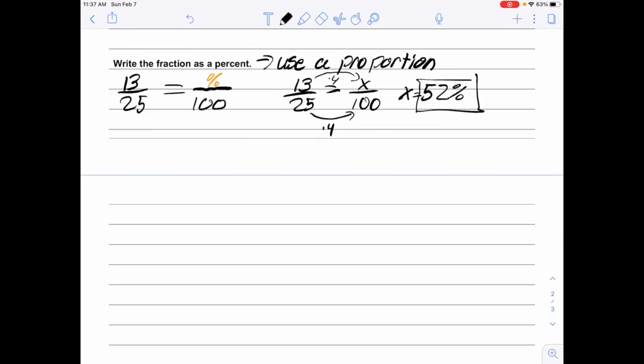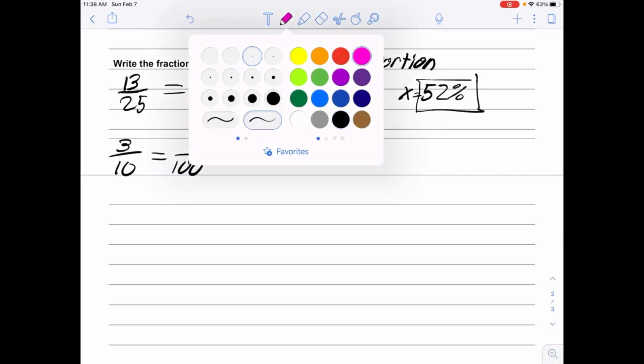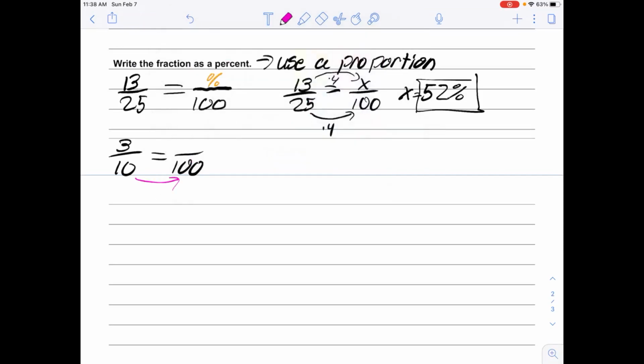So let's try. What if it was 3/10? See if you can turn 3/10 into a percent on your own, and then afterwards come back and check your work. So just like above, we're turning this into a proportion out of 100. Looking at this here, I see a nice relationship between 10 and 100. It's times 10. So I'll do the same up top, and that gives me 30. So my answer is 30%.